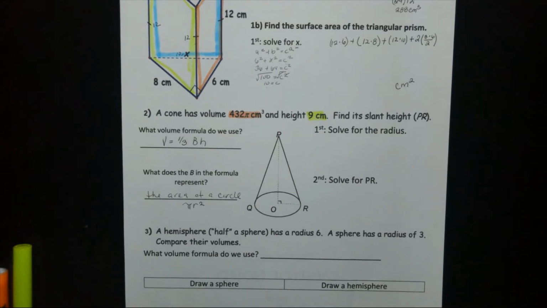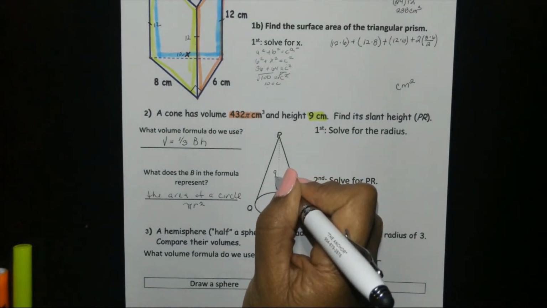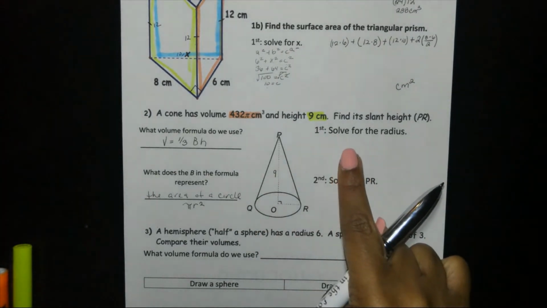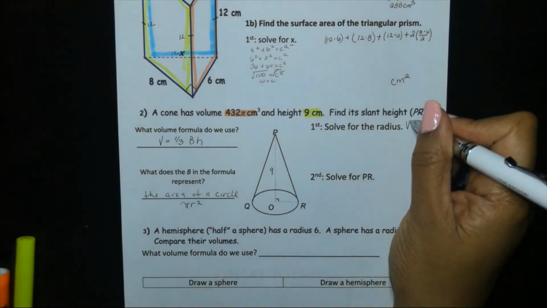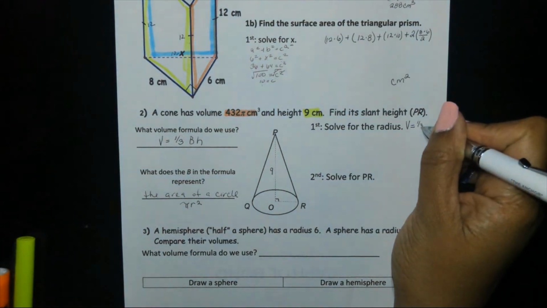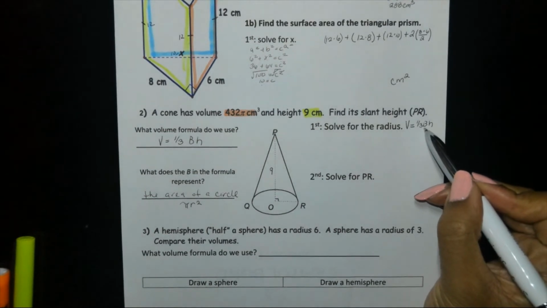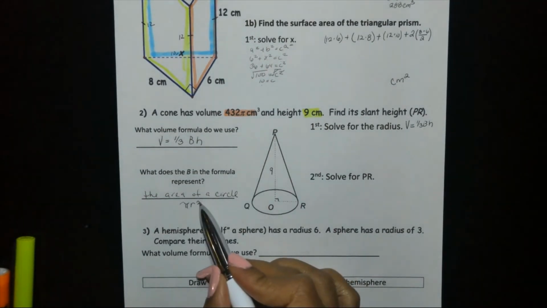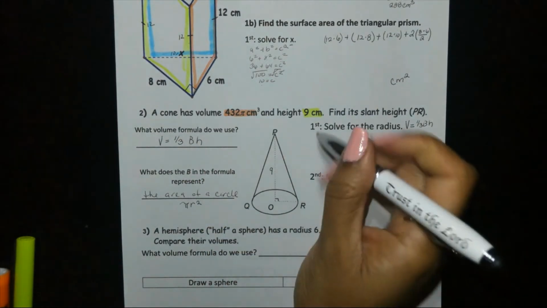So the very first thing that we're going to do, I'm going to fill in this 9. I know that the height is 9. It tells me to solve for the radius, and I'm going to do just that. I'm going to solve for the radius. But how do I do that? Well, first let's remember our formula. Remember the formula for what they gave us is 1/3 BH. And remember, what was our B? Remember, we're replacing this for our B.